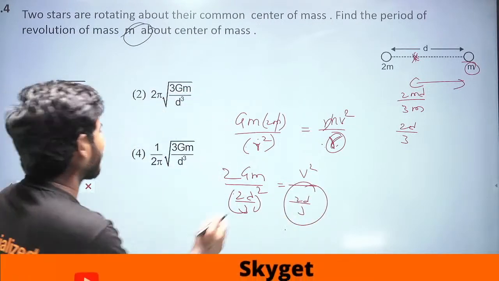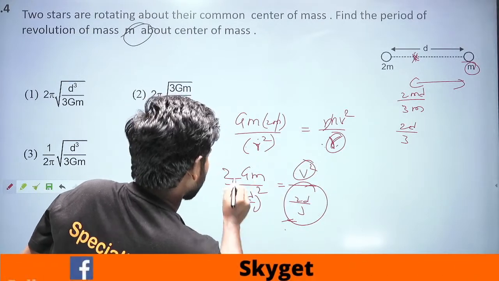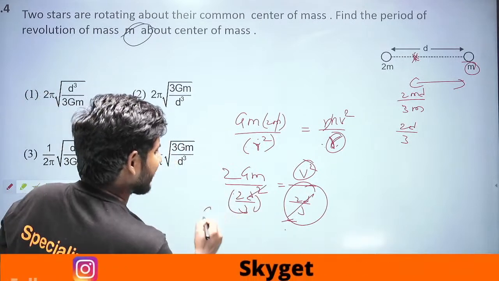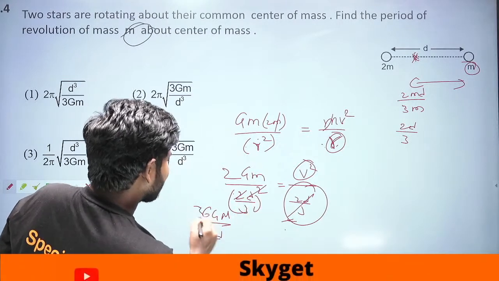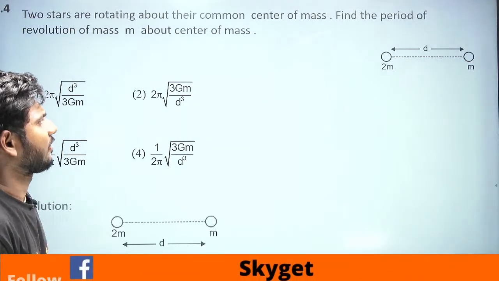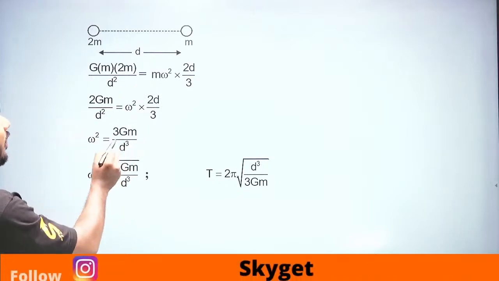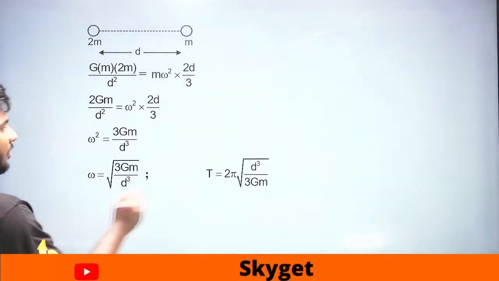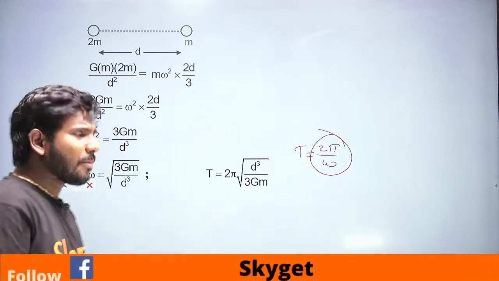If you solve it, try to solve this. This 2d by 3 goes by one time. This will be 6Gm by 2d. So this 2 gets cancelled. So 3Gm by 2d. Then we are going to get omega, students. Omega square is equal to 3Gm by d cube. Then time period is equal to 2 pi by omega. Substitute omega and you get the answer.